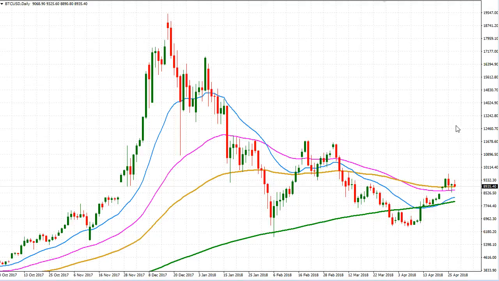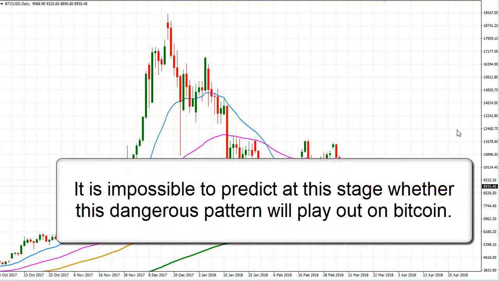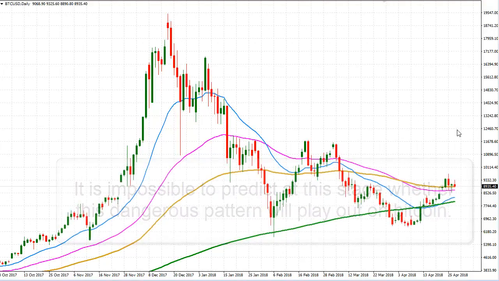By the way, even though I'm going to show you what this pattern looks like so you can recognize it, I'm not making this video because I think this pattern is going to happen on Bitcoin. In fact, there's no way of knowing at the moment whether this pattern is going to happen or not. It's impossible to predict at the moment whether this pattern is going to definitely play out on Bitcoin. I certainly hope it doesn't.